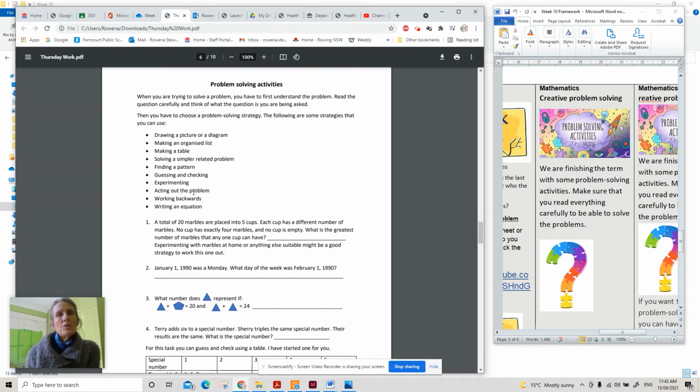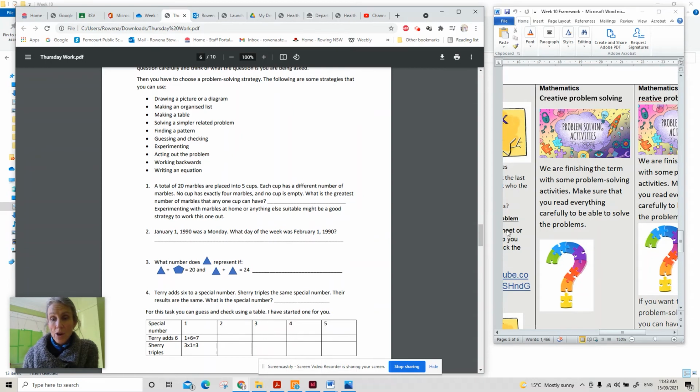Can you work backwards to solve the problem? Or can you write an equation, which means can you write a number sentence for it? So all different ways of solving problems, and it depends on the question you're being asked as to the way you're going to solve it. So 8 fun activities. So see how you go with that.